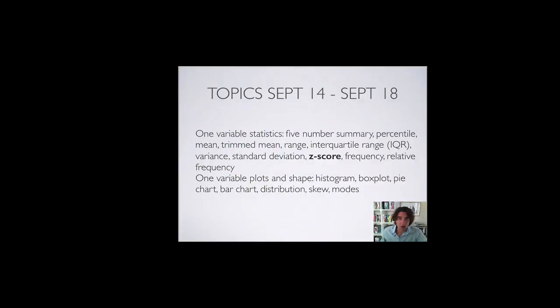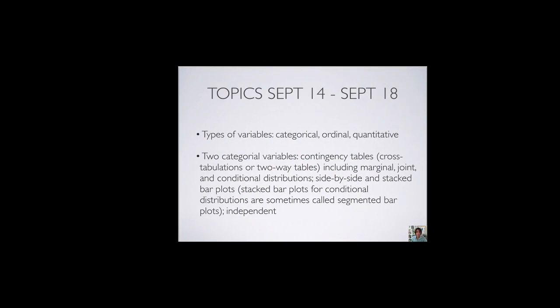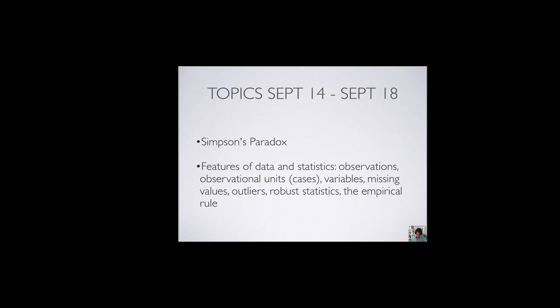The topics that we've covered are basically one variable statistics, and here's a list of all the topics: 5-number summary, percentile, mean, trim mean, etc. Plots such as histogram, box plots, types of variables, ordinal, categorical, contingency tables, including Simpson's paradox, the definition of marginal, conditional and joint distributions, and observations, observational units, missing values, and the empirical rule.